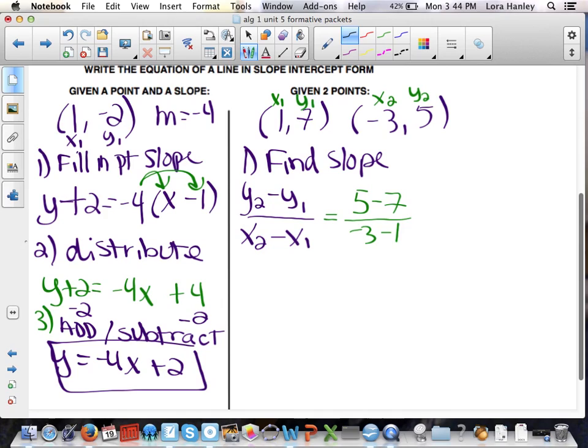5 minus 7 is -2. -3 minus 1 is -4. And always reduce your slope at the end. A negative over a negative is a positive, and 2 over 4 is 1/2. This is now my m value. From there, I'm going to follow the same steps as I did on the left-hand side. So step 2 is to fill in point slope form.